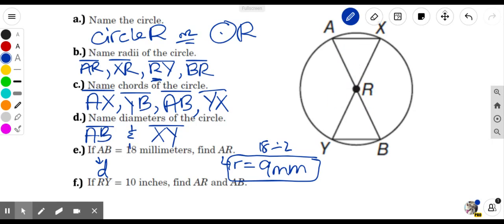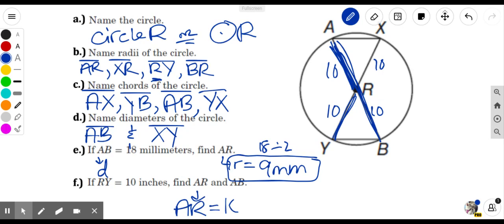Okay, next one. If RY is 10 inches, so let's take a look back at the picture. This is 10. Find AR and RB. So RY, that's a radius. AR is another radius. And so all radii are congruent in a circle because it's always the distance from the center to the edge. So that'll always be the same. So these are all 10. So then if we want AB, the whole thing, double the radius, which is 20. So AR is 10 inches and AB, the diameter, is 20 inches.